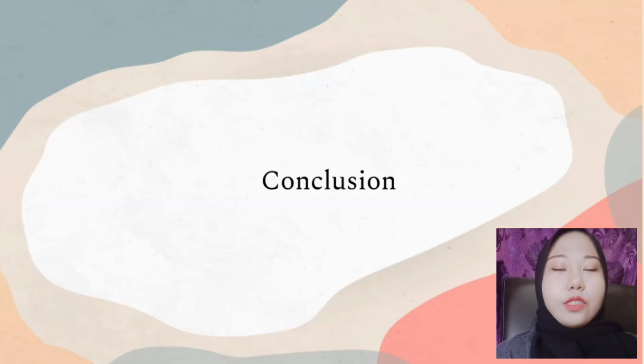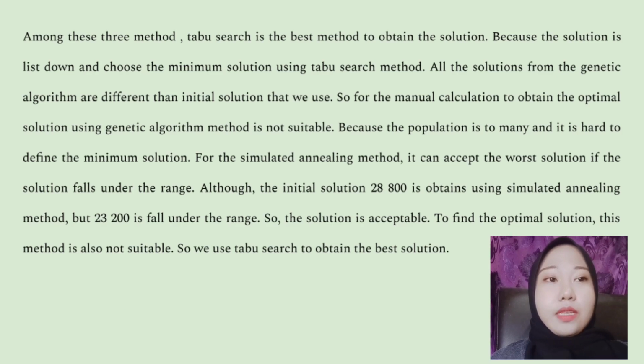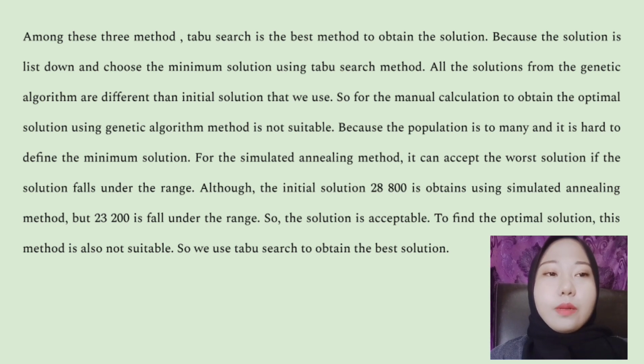Okay, for the conclusion, among these three methods, tabu search is the best method to obtain the solution, because the solutions are listed down and we choose the minimum solution using the tabu search method. All the solutions from the genetic algorithm are different from the initial solution that we use. So the manual calculation to obtain the optimal solution using the genetic algorithm method is not suitable, because the population is too many and it is hard to define the minimum solution.